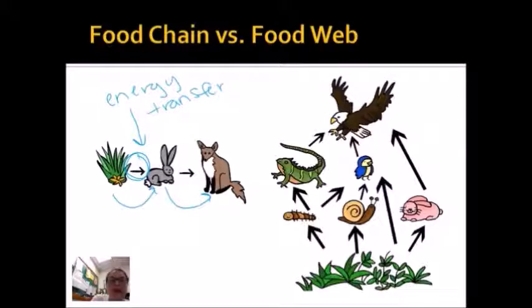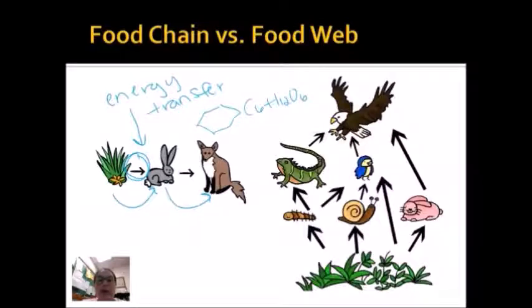Particularly the transfer of the molecule glucose, C6H12O6, which we all know that we use in cellular respiration to convert into ATP equals energy. So again, the arrow in a food chain and food web represent energy transfer. Although you can infer who eats who, the arrow indicates energy transfer.